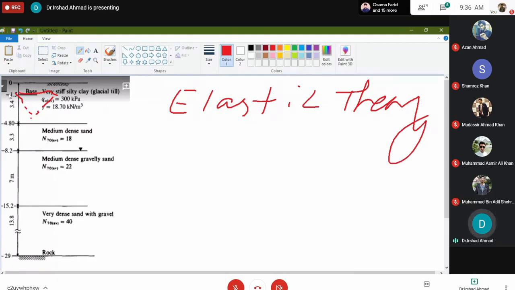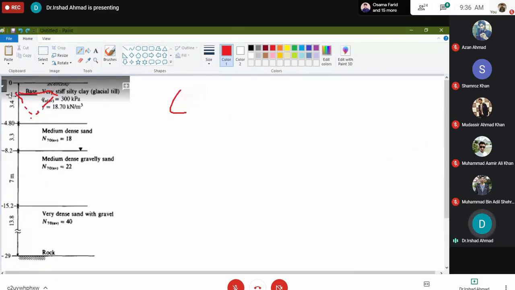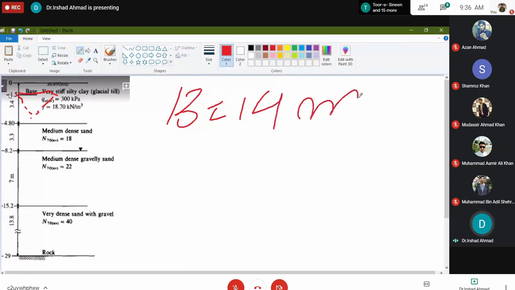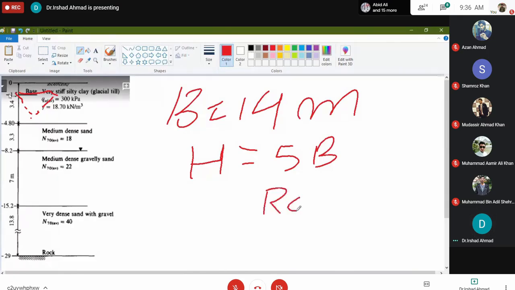For elastic theory, you need B, width of the foundation. So let's assume B is 14 meter. In elastic theory, the next thing you need is H. What is the value of H? H is 5 times B or rock depth, whichever is minimum.